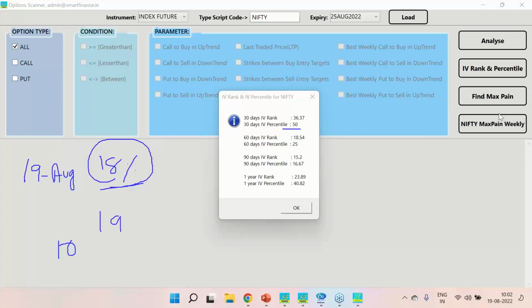So you must ask me how to use it. If this is saying that 50% of days we are below the current IV, IV rank is telling it is 36%. So how can we utilize these numbers for our trade benefit? He will tell you in the next slide.